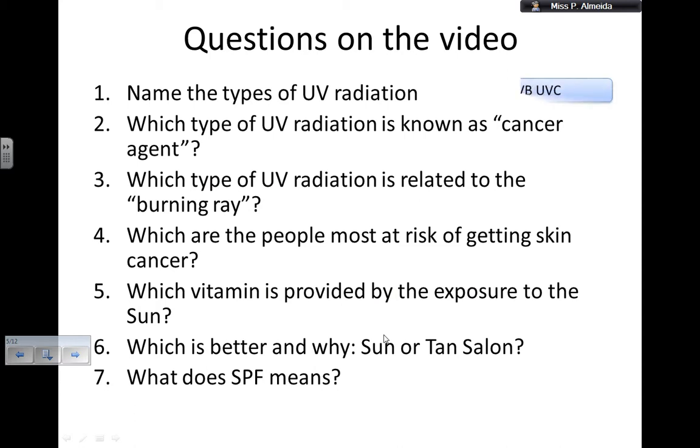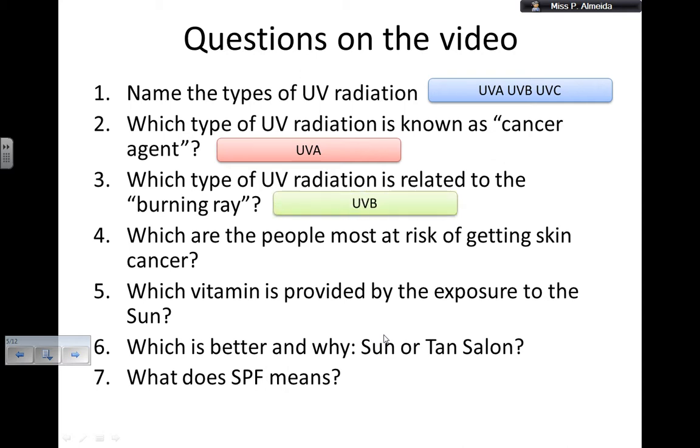So UV radiation can be UVA, UVB, or UVC, depending on the band where they are within the UV, so depending on the actual wavelength. The UV radiation that is known as the cancer agent is UVA. So it's the one that goes deeper into your skin, okay? UVB is the burning ray, okay? And then UVC just stays on the top, all right?